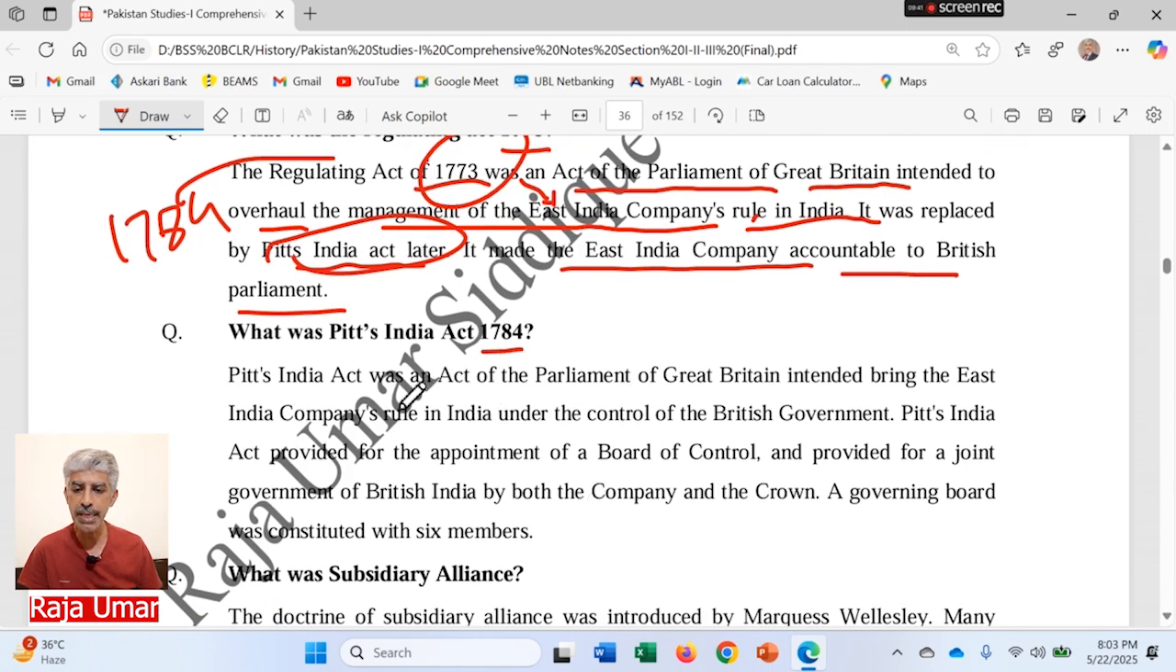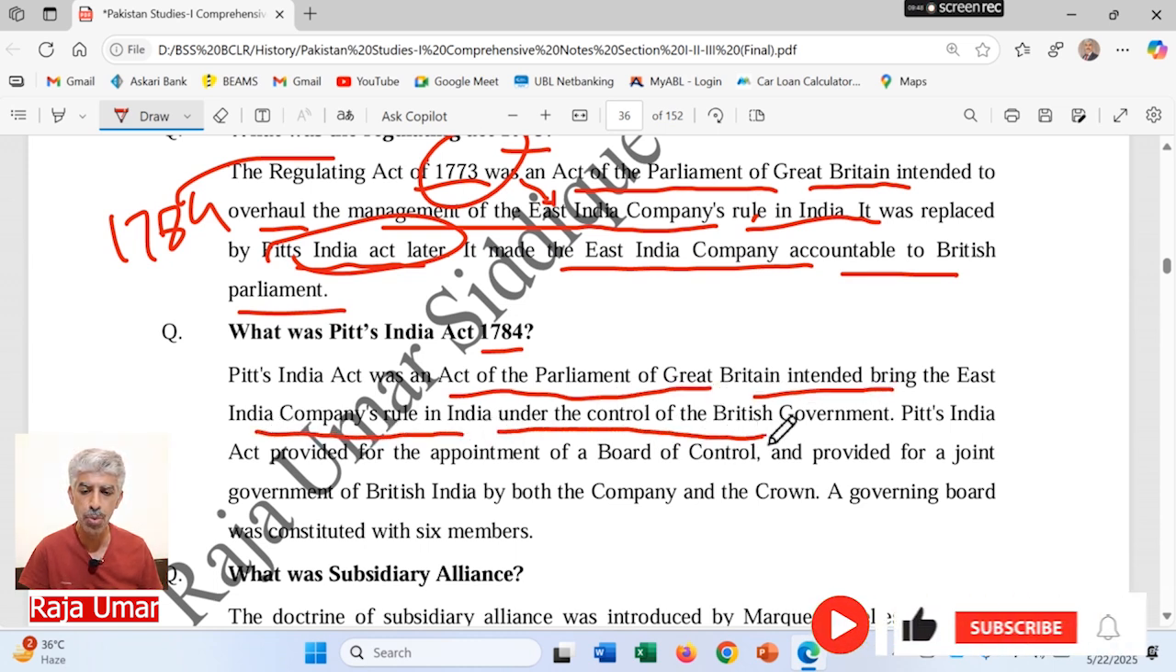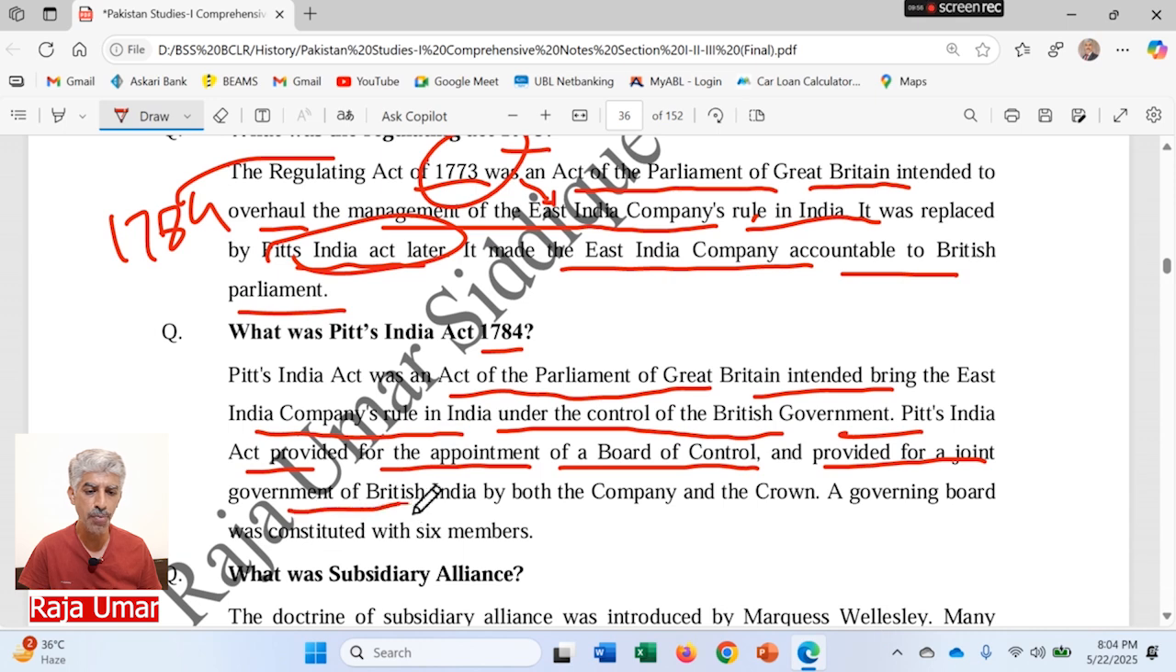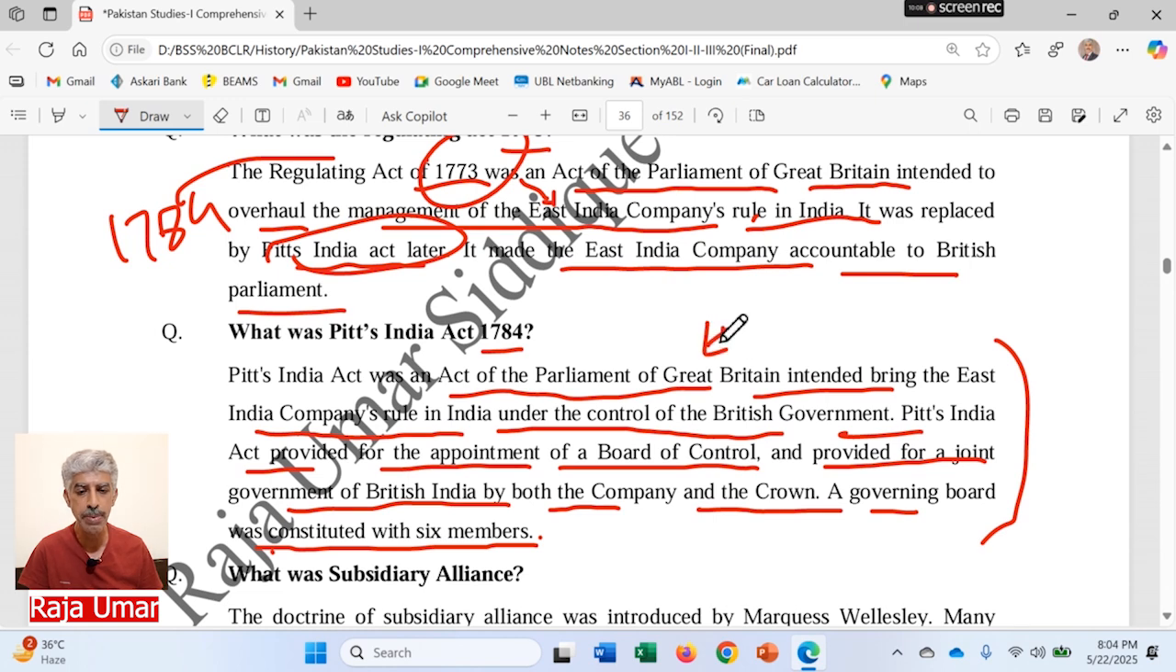What was Pitt's India Act of 1784? Pitt's India Act was an act of the Parliament of Great Britain intended to bring the East India Company rule in India under the control of the British government. Pitt's India Act provided for the appointment of a board of control and provided for a joint government of British India by both the company and the crown. The governing board was constituted with 6 members. So it means that now the management of the East India Company was appointed by the British government. Now that is known as Pitt's India Act.